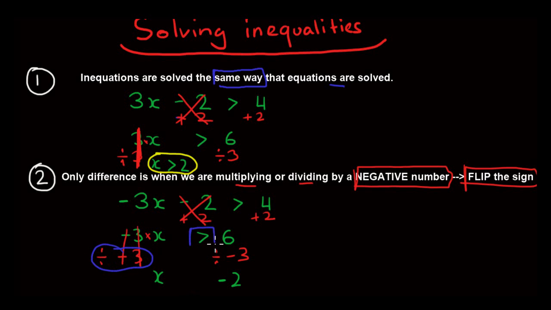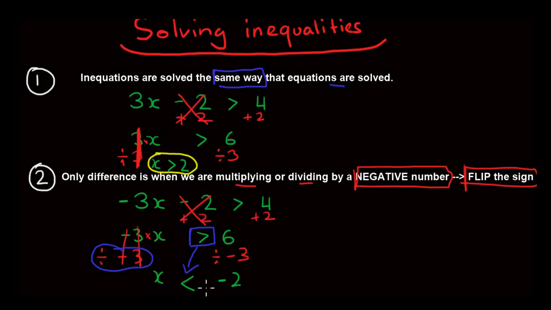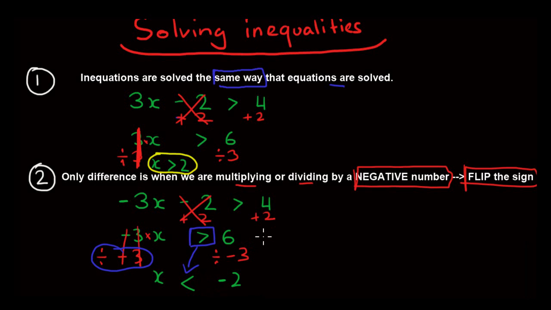So here this was x larger than 2 beforehand. Now we flip it, so this becomes the opposite sign, which means it looks like this afterwards. So x is smaller than minus 2. Alright, so remember, times and dividing by a negative number, at the end we just flip the sign. That's all that there's in terms of difference between solving inequations and solving equations.